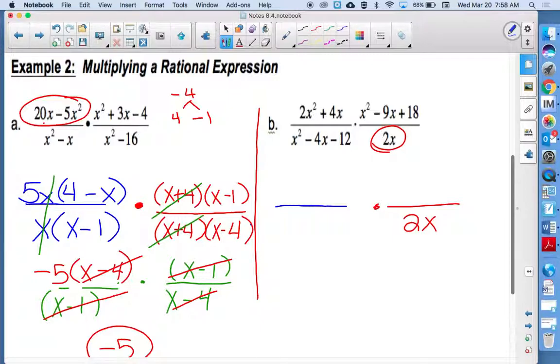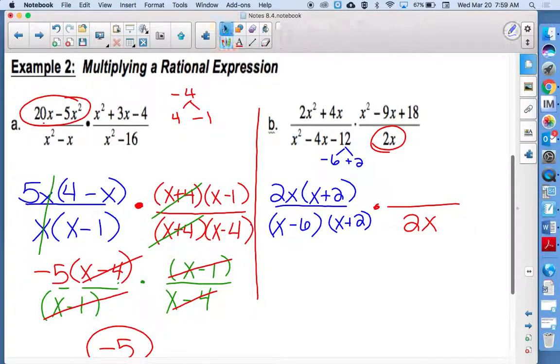Mackenzie Myers, how do you factor the top left? You can take out 2x and then x plus 2. And then the bottom? Make it factored into negative 6. Good. So she said negative 6, positive 2. So that looks like x minus 6 and x plus 2. Excellent.